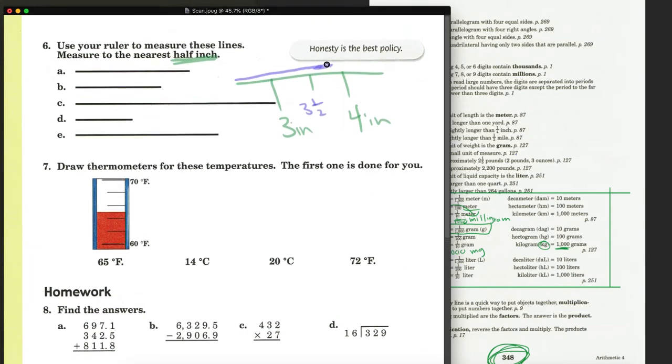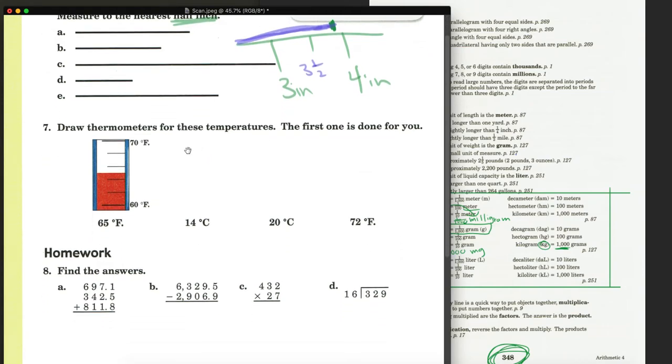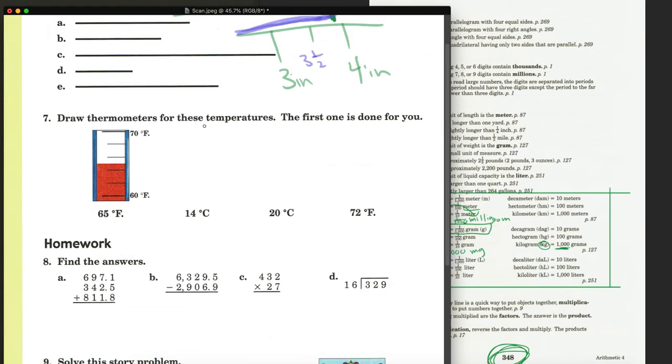If my line was like this long, it's past the half-inch mark, but not touching the next whole inch, you would just round it up to 4 inches. Number 7, draw a thermometer for these temperatures. The first one's done for you.